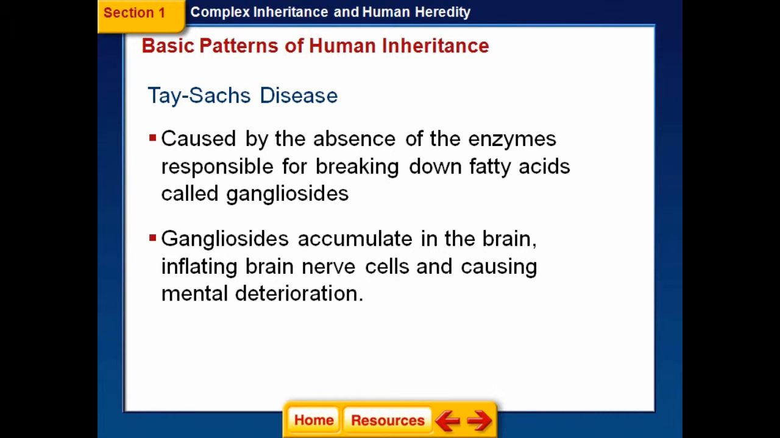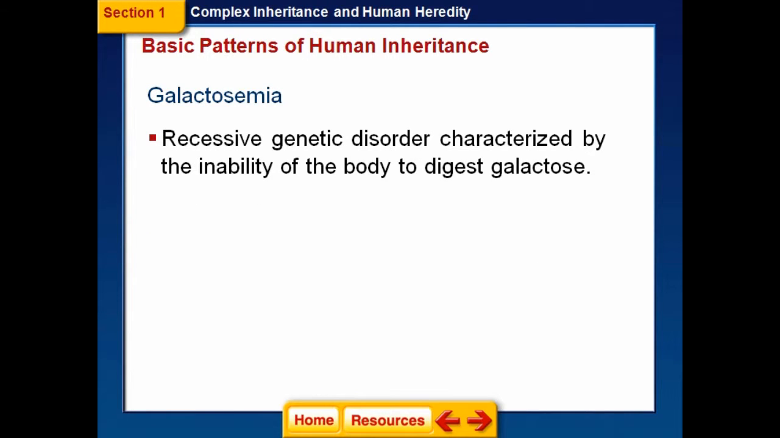Tay-Sachs disease. This is caused by the absence of the enzymes responsible for breaking down fatty acids called gangliosides. Gangliosides accumulate in the brain. They inflate the brain's nerve cells and cause mental deterioration. Galactosemia. This is a recessive genetic disorder characterized by the inability to digest the sugar galactose.